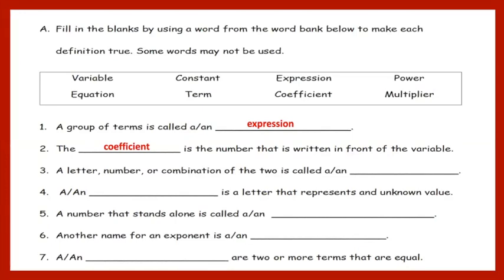Now, let's go on to number three. A letter, number, or combination of the two is called a blank. What is it called? I'm going to give you a second to put in your guesses. And of course, it's called a term. So if you got that, very good. Excellent job. Now let's move on to number four. A blank is a letter that represents an unknown value. We have something that always represents the unknown value. We do not know what it is, so we put something to represent that. And what is that something called?